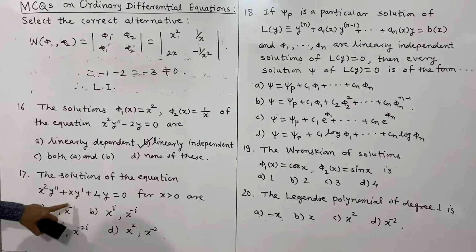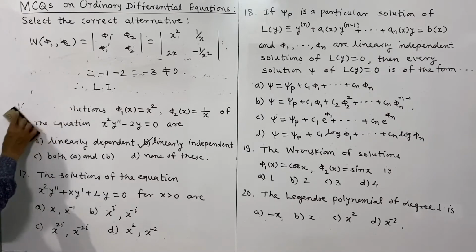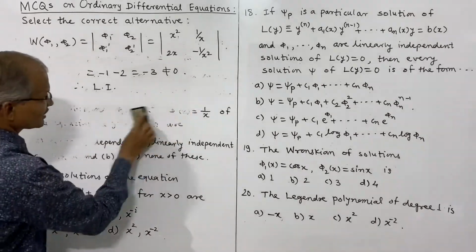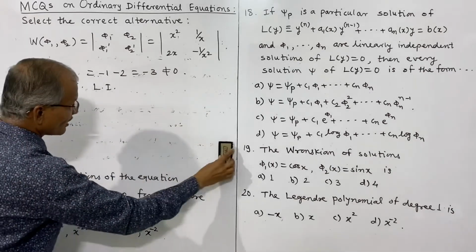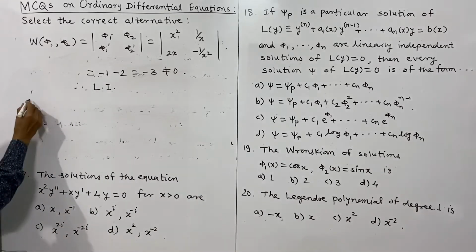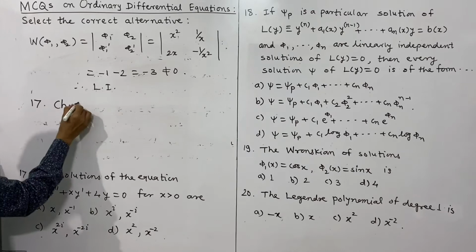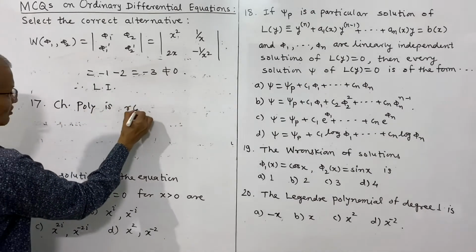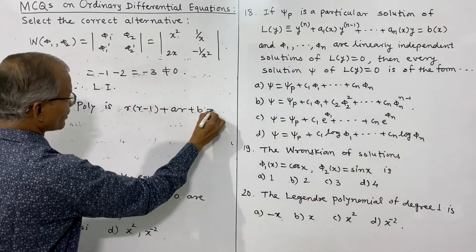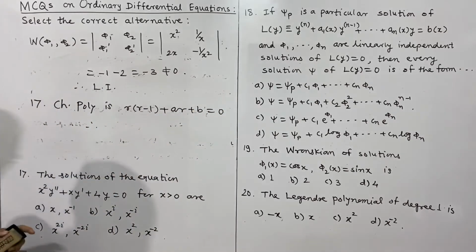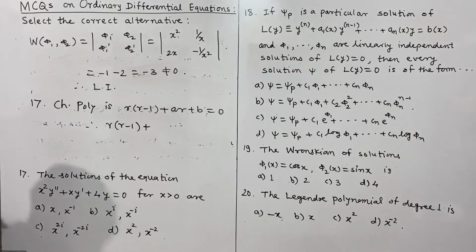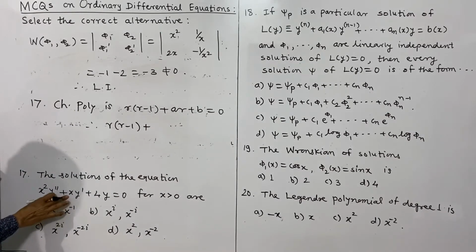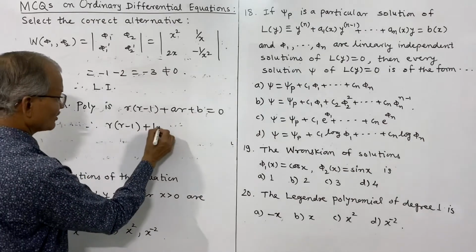Next, what are the solutions of this equation? Now see, this is an Euler equation, and we know how to write the characteristic polynomial for that type of equation. For the 17th problem, the characteristic polynomial is r into r minus 1 plus ar plus b is equal to 0. We have seen this type of question earlier also. Here, what is a? A is the coefficient of the second term, and that is 1 here. So 1 into r plus b.